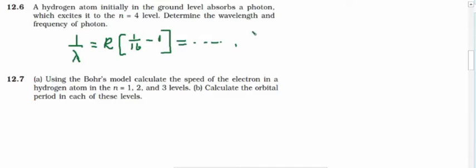From 1 by lambda you can find the value of lambda, and you can find the value of frequency nu also. Here there is a possibility you will get the value negative, because this is a formula we obtained from energy equation. You remember that equation for the Rydberg constant derived. Here you get the negative value because energy is absorbed. So when you find the value of lambda and nu, you can just drop that negative sign. It indicates just the absorption of energy.